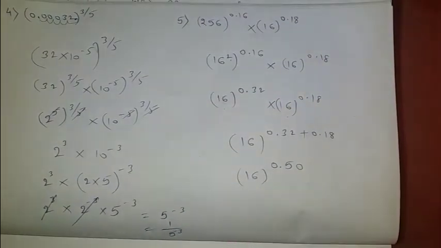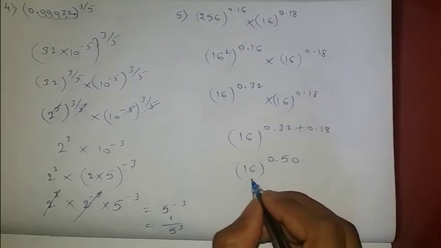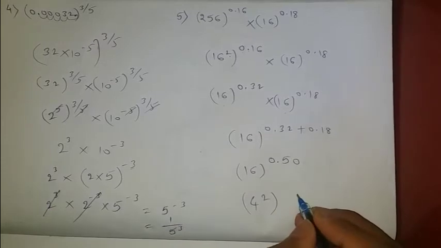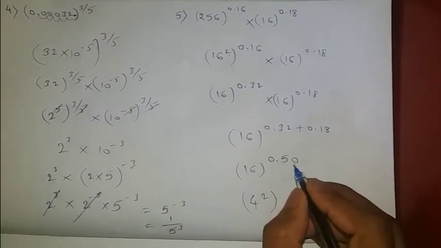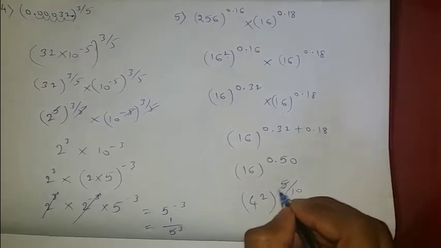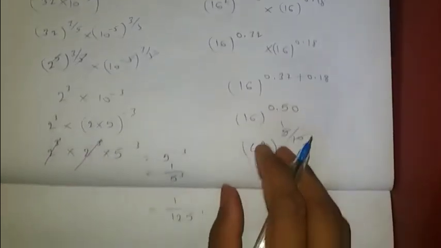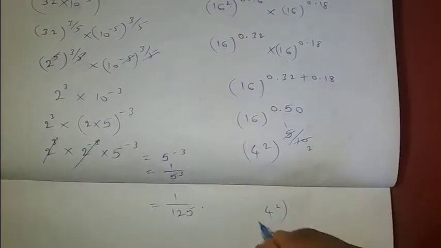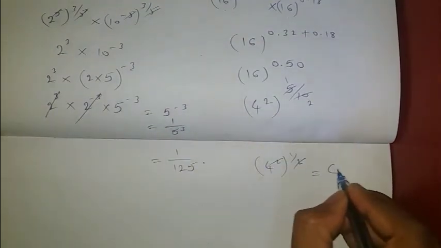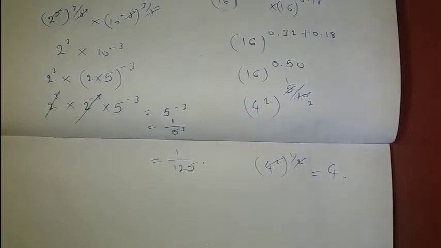0.50 is nothing but 0.5. Next, this 16 can be written as 4 squared, whole power 0.5. 0.5 is nothing but 5 by 10, so 5 ones are 5, 5 twos are 10. So we remain with (4^2)^(1/2). The 2 will get cancelled, so we remain with 4. So the final answer is 4.